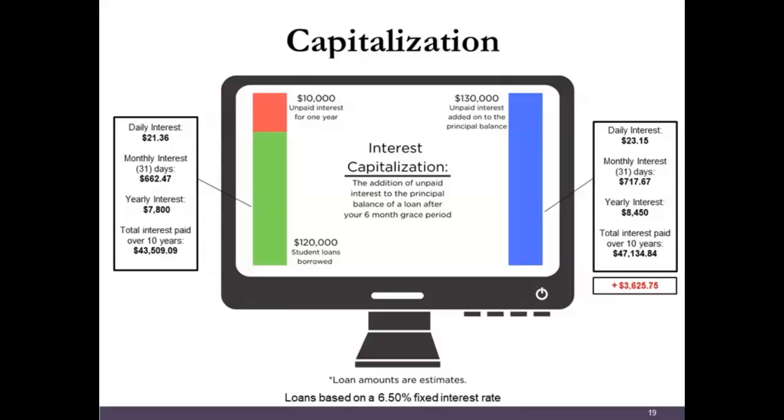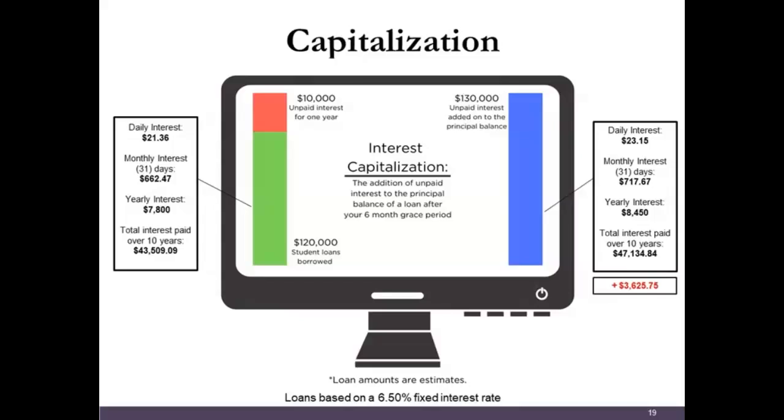And then on the right-hand side, you can see here that if that $10,000 is added to the $120,000, now they owe $130,000. So now they're paying interest on interest. So their daily interest goes up to $23.15. Their monthly interest goes up to $717.67. Their yearly interest goes up to $8,450. And the total interest they would pay over a 10-year repayment period would be $47,134.84, which results in paying more interest in the amount of $3,625.75. So yeah, capitalization does make your loan more expensive because you're just paying interest on interest when you go into repayment.